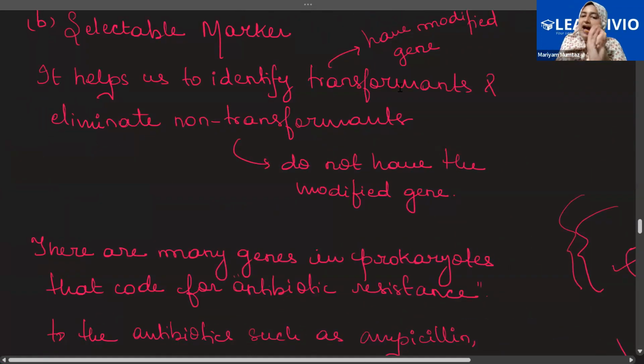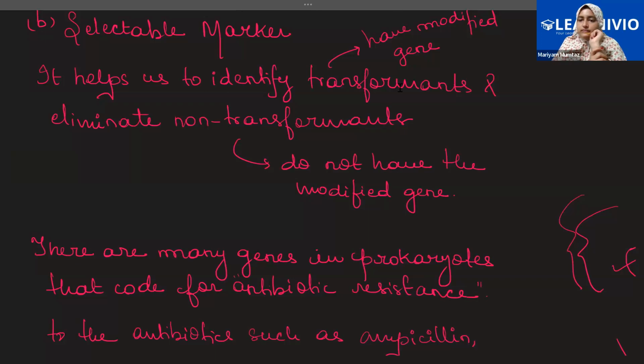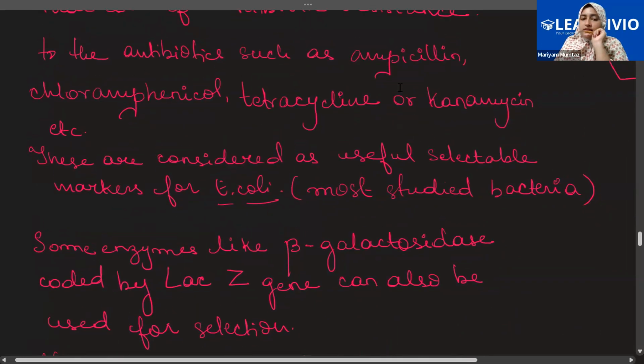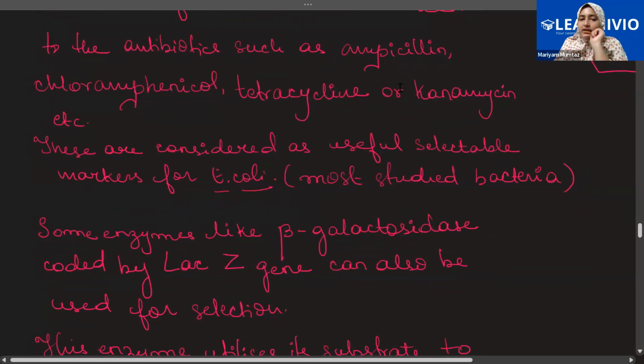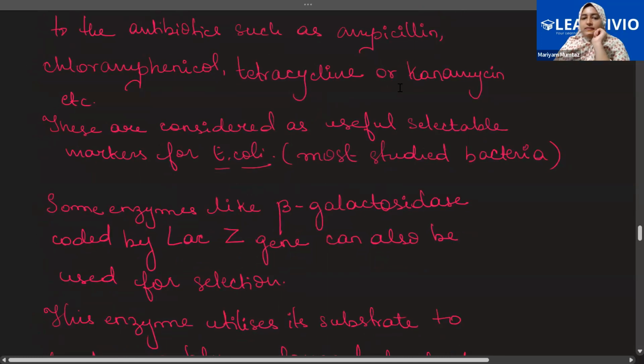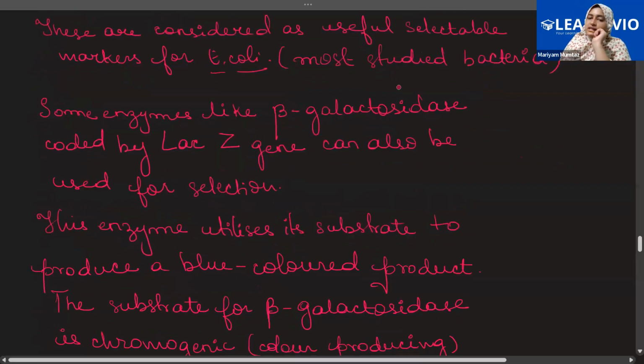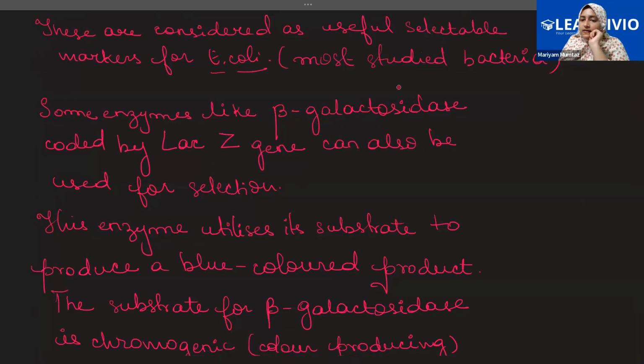Okay. So the first type of selectable marker was antibiotic resistance. All of the prokaryotes have it. Okay, not all of them, but some of them have it. Now the next type of selectable marker can be color production. See, some enzymes such as beta galactosidase. You people remember lac operon? What was the function of beta galactosidase?